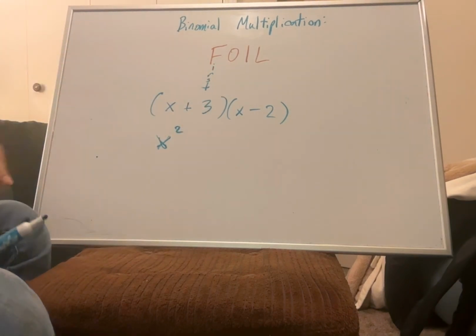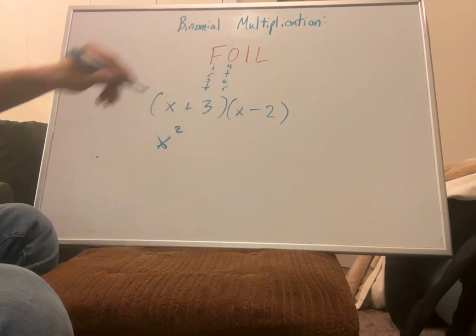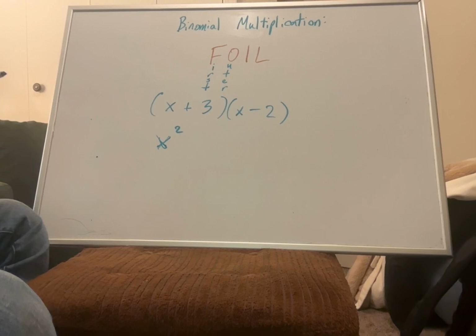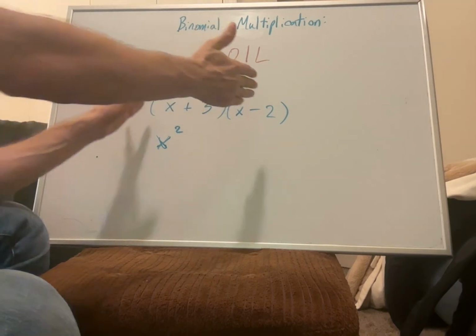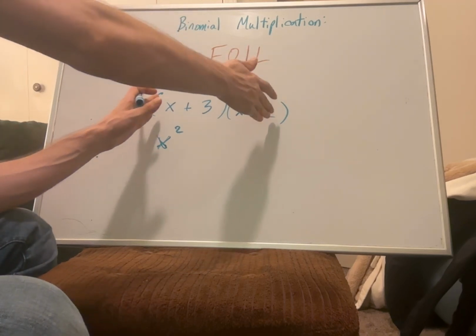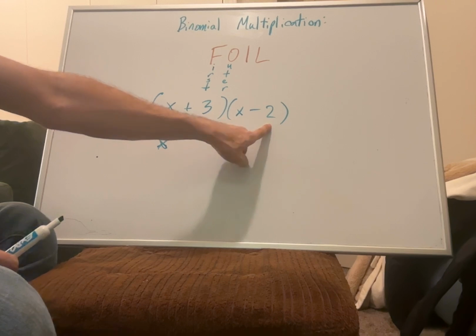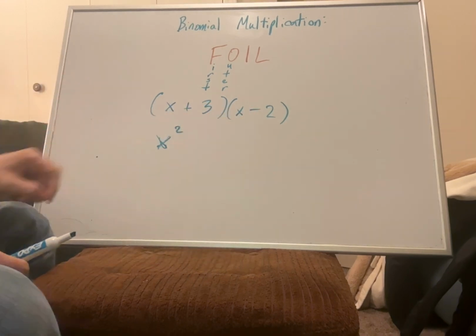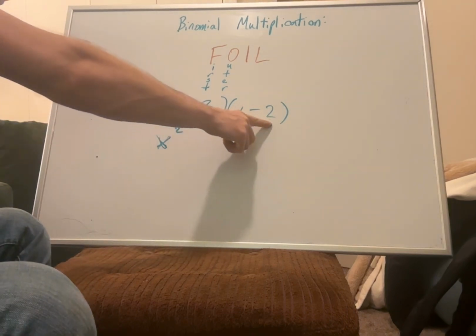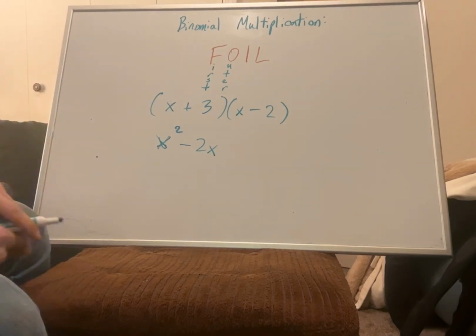Now, the O in FOIL is going to stand for outer. If we think of all 4 of these terms as a sandwich, or as books on a bookshelf, we're thinking of the outer terms, the 2 pieces of bread if it were a sandwich, or the bookends if we were talking a bookshelf. So this first x here and this minus 2 over here, remember the negative, would be considered our outer terms. So x times negative 2 is going to give us minus 2x.